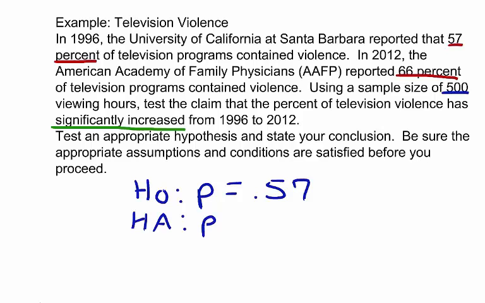is that p is less than 0.57, that p is greater than 0.57. So our null hypothesis is that p is equal to 0.57. Our alternate hypothesis is that p is greater than 0.57. The reason why we choose the greater than symbol is that we're testing the claim that the percent of television violence has significantly increased from 1996 to 2012.